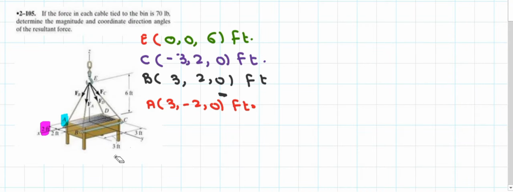Now what about the location of point D? Similarly, point D basically lies in the negative x and negative y plane. So this 3 foot distance is the negative x value in point D, and this 2 foot distance is the negative y value in point D. So the location of point D is written as D(-3, -2, 0) foot. This is basically the location of point D.